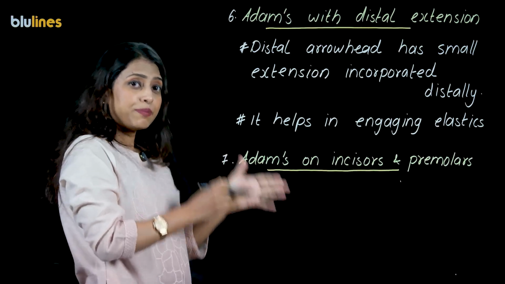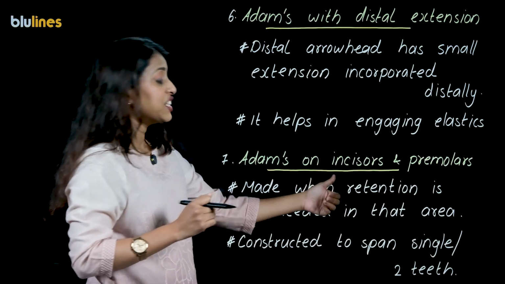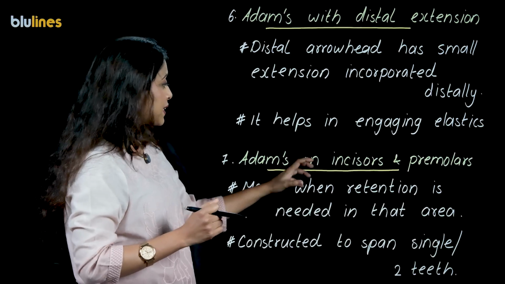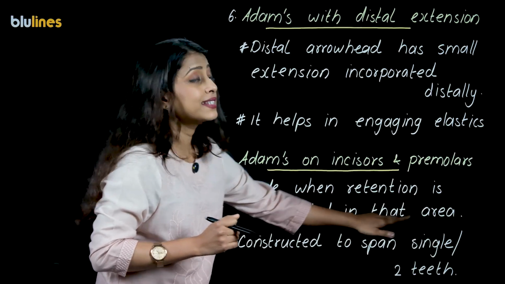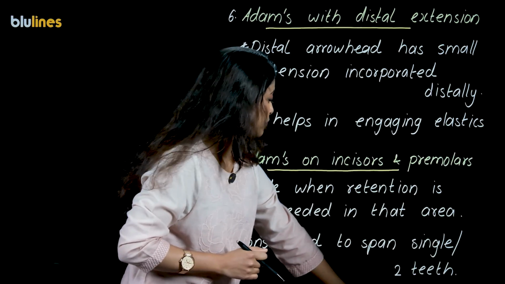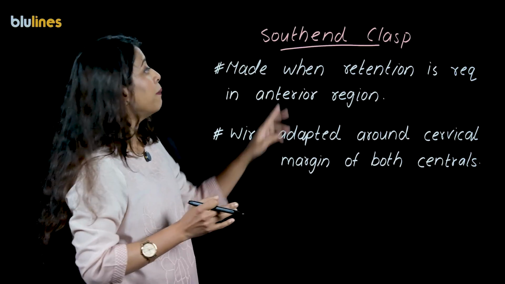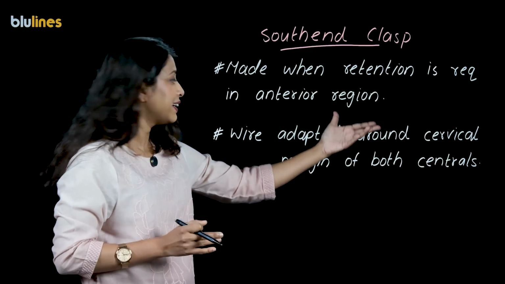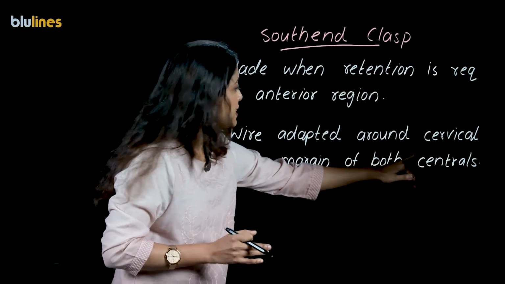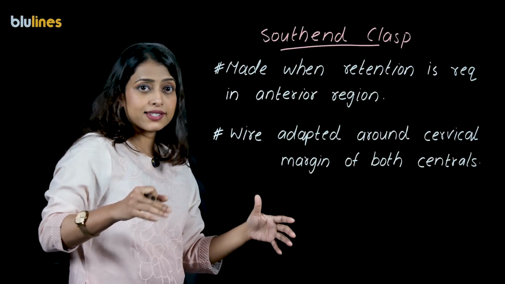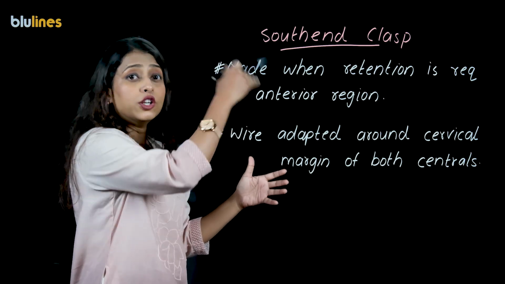Adams on incisors and premolars. This is used when retention is needed in those areas. This Adams clasp can be used to span single or two teeth. Southend clasp. This is used on incisors when retention is required in the anterior region. Wire is adapted around the cervical margin of both the central incisors and then it falls back to the palatal aspect.